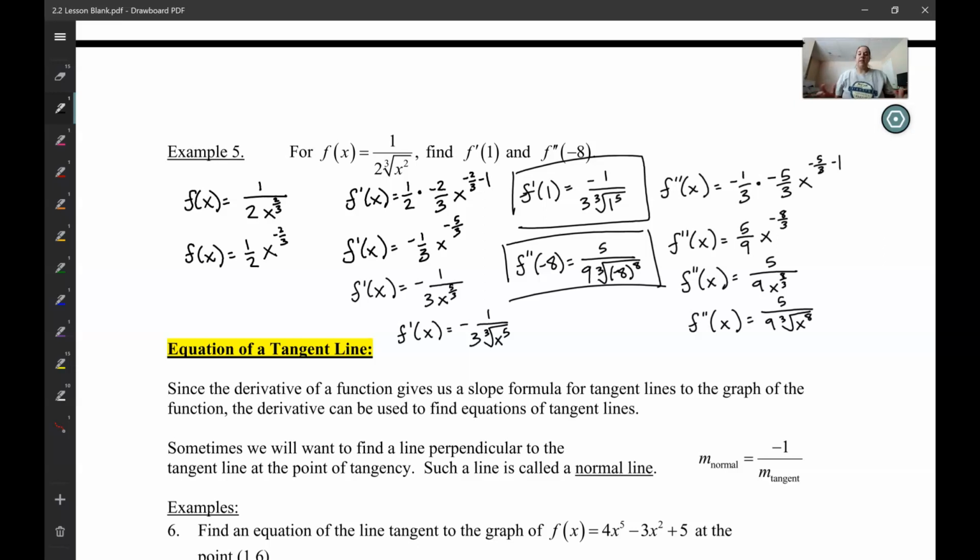So that is an example of taking multiple derivatives. In the next video, we're going to talk about equations of tangent lines.